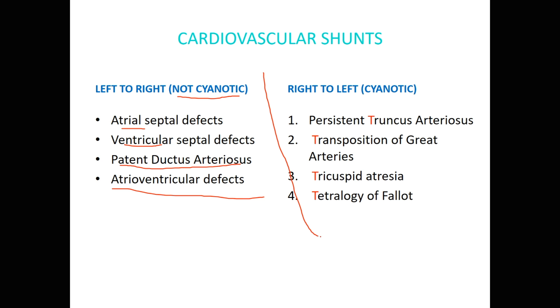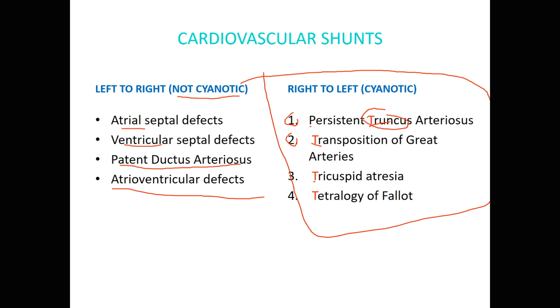Now, right to left, these are important. These are very important. If you can remember this, you have 4 of them. Actually, you have 5 of them, but 4 of them as far as anatomy purposes go. They all start with T. Okay, so they all start with T. And it's important because if you orient them in numbers 1, 2, 3, and 4, then it kind of goes along with this.